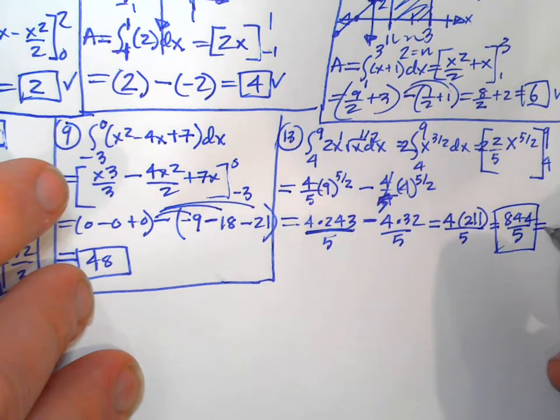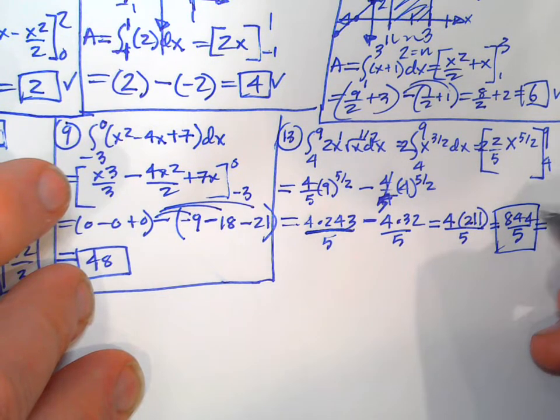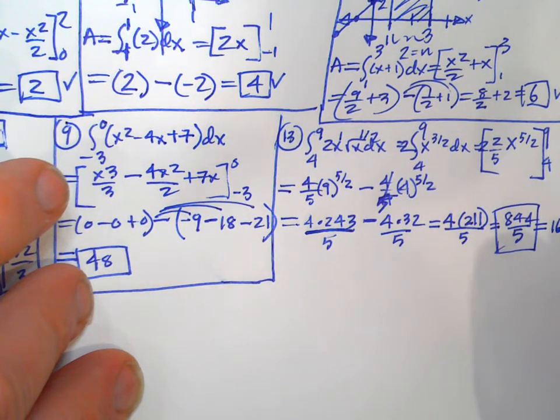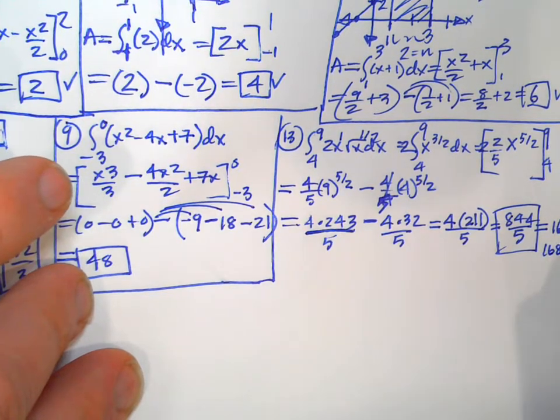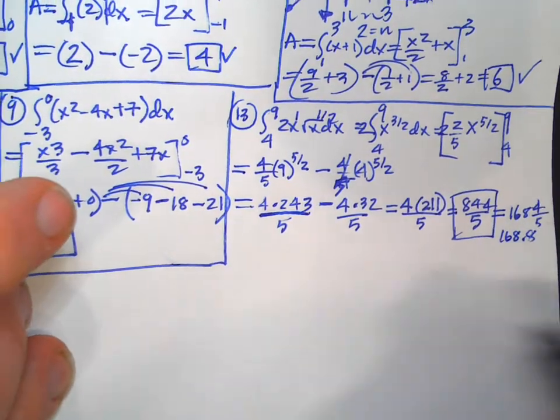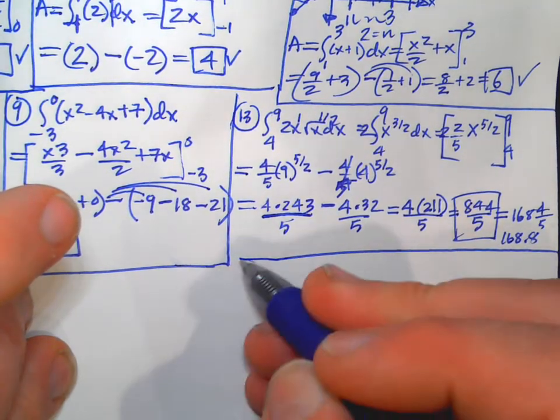Or you could say, well, 5 is 120 times. So that's 168 and 4/5. 168.8. That's fine, too. All right.